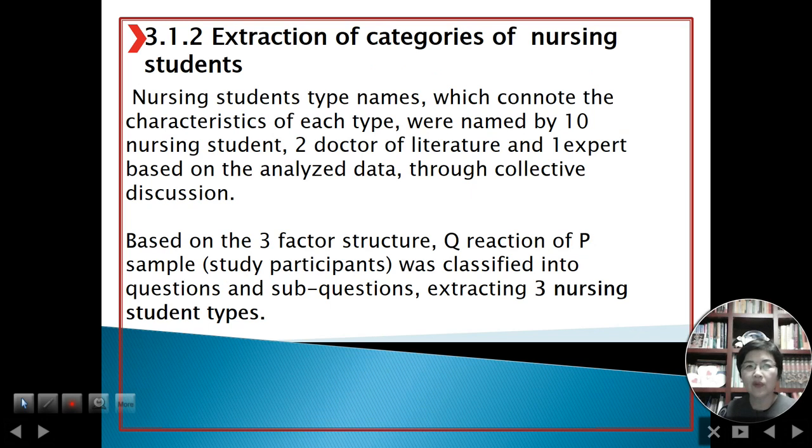Extraction of category of nursing student. Nursing student type names, which capture the characteristics of each type, were named by 10 nursing students, 2 doctors of literature, and 1 expert based on the analyzed data through collective discussion. Based on the three-factor structure, Q responses of the P sample were classified, extracting 3 nursing student types.